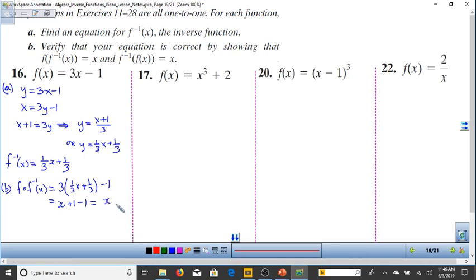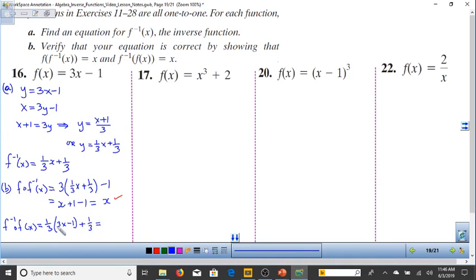So that works. Now let's do the other direction. F inverse of f of x. So now I'm going to do 1/3 times 3x minus 1, then plus 1/3.